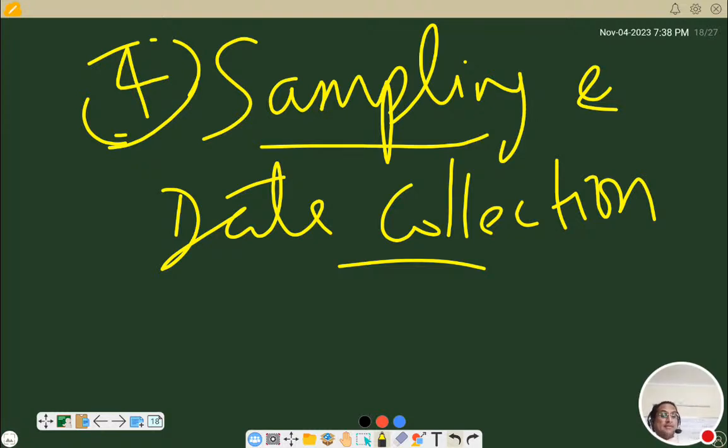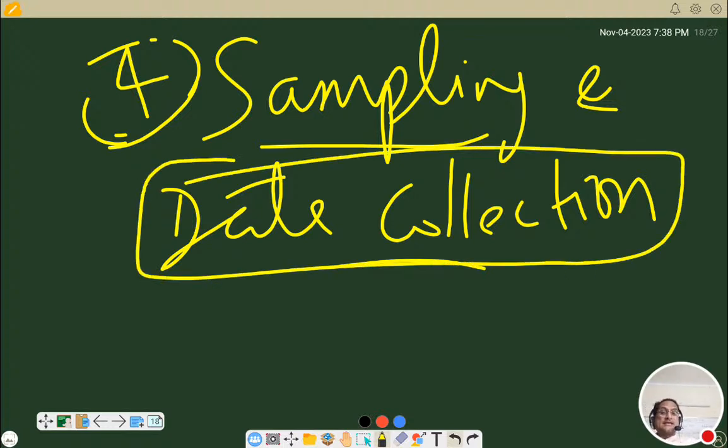So what kind of sampling will be done? Which technique will be used to have a representative sample? That's also designed and defined by research design. Then after that will be data collection. What is data collection?